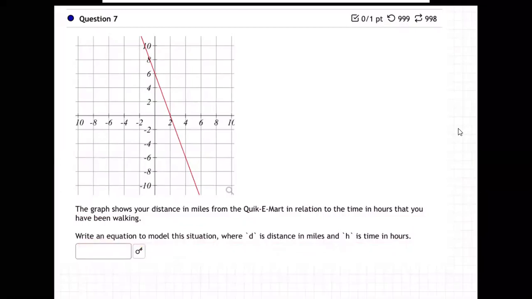Okay. Well, I think on this problem they would have done better if they gave us what the units are on the graph, but it's all right. I'll just assume what they always do. It says the graph shows your distance in miles. So this will be distance in miles on that axis. Time in hours that you've been walking. This is time in hours that we've been walking.